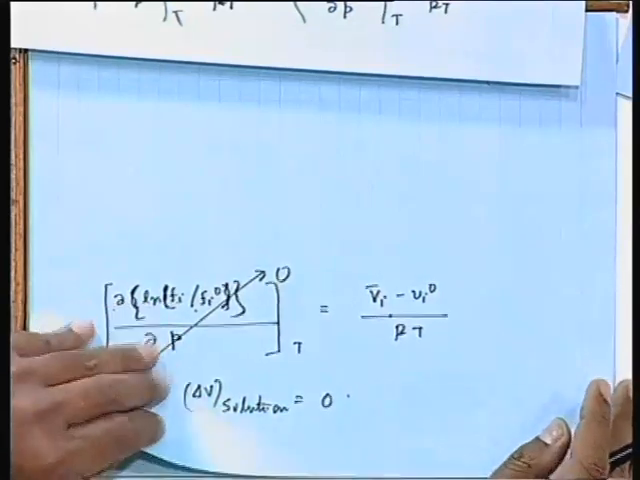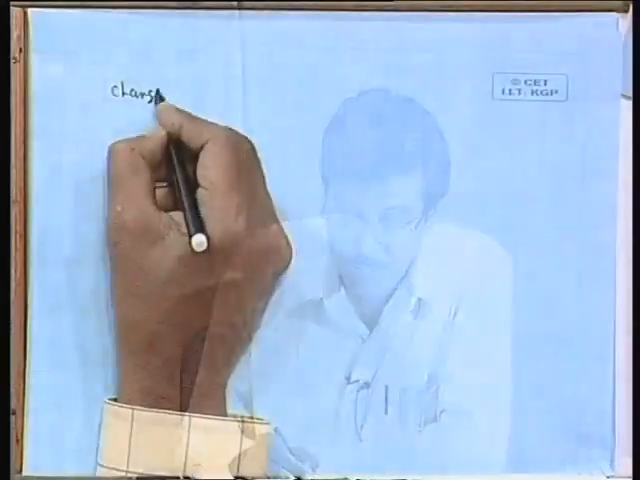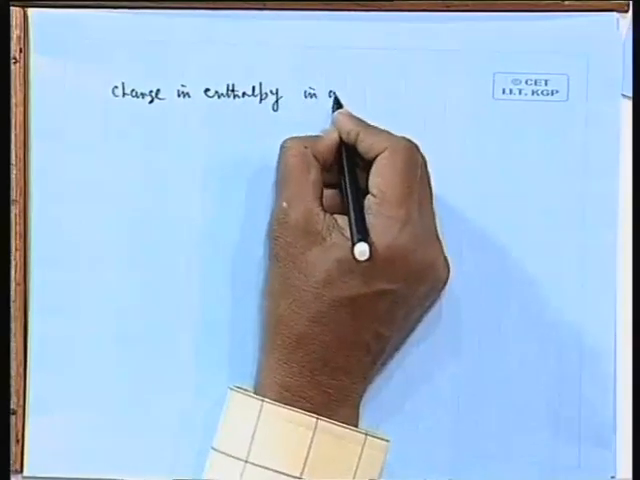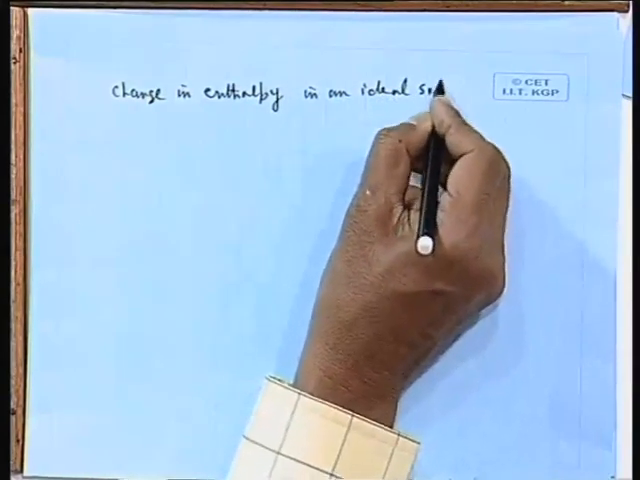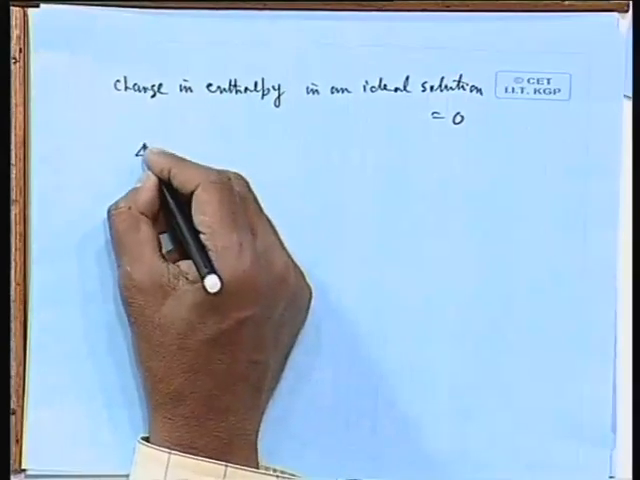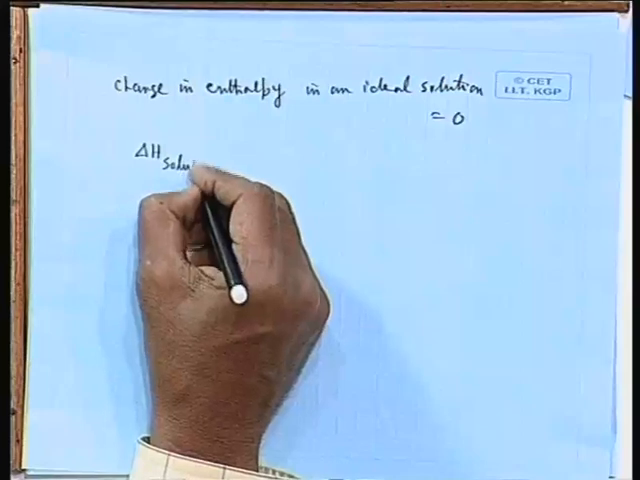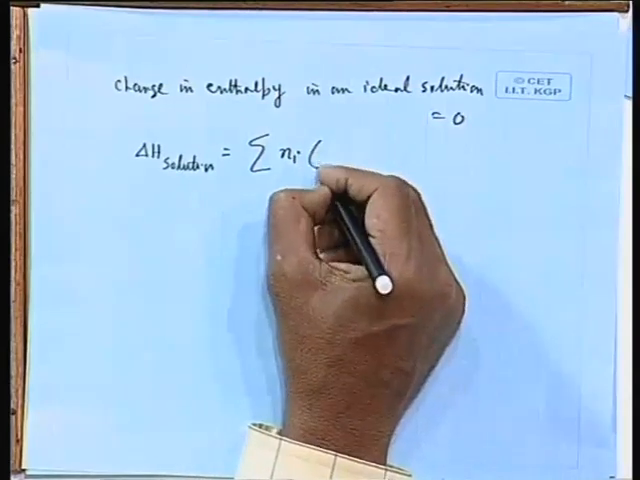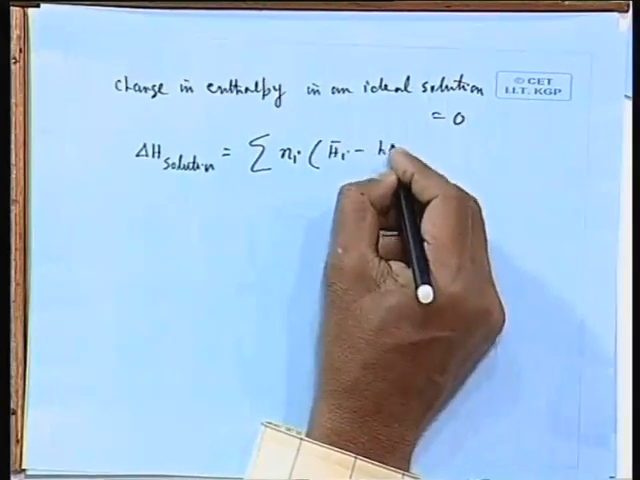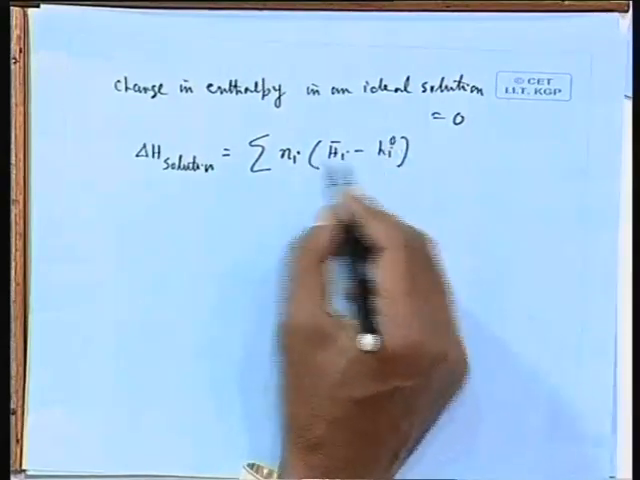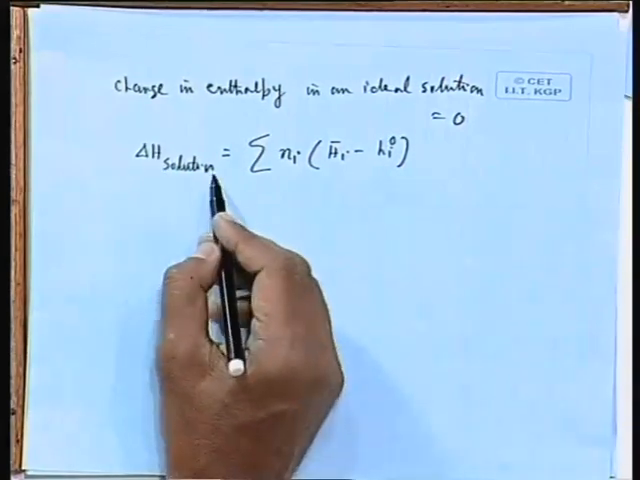In the similar way, we can tell that the change in enthalpy in an ideal solution is 0. Delta H in an ideal solution is similarly sigma Ni into Hi bar minus Hi 0. Obviously, Ni Hi bar is the total enthalpy of the mixture, and Ni Hi 0 is the total enthalpy of all the pure components. So this is the enthalpy change of solution.